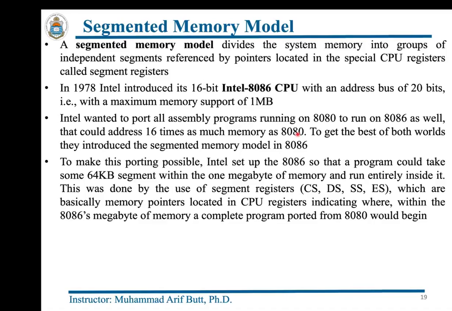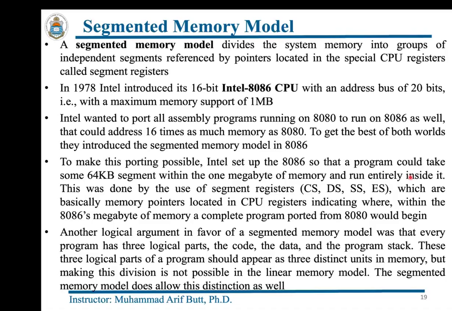To make this porting possible, Intel set up the 8086 so that a program could take 64 KB segments within 1 megabyte of memory and run entirely inside it. And this was done by the use of segment registers, which are basically memory pointers located in CPU registers, indicating where within the 8086 megabyte of memory a complete program ported from 8080 would begin.